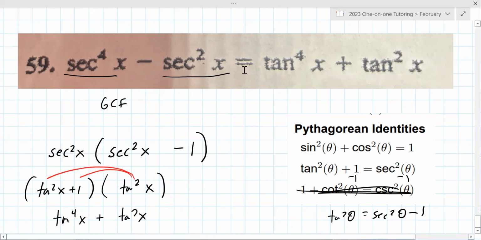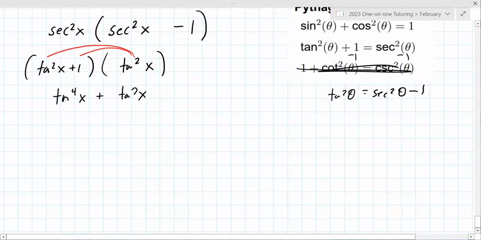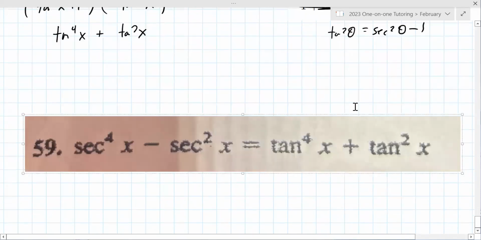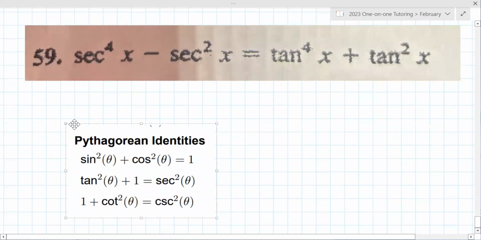So this is an example of a problem where you could actually work both sides. So what I'd like you to do is to try working the right side, and it's basically the same thing to get the left side. You're going to end up using the Pythagorean identities after you factor out. So if you don't mind, I'd like you to try that. Again, you should get the left side when you're all done.